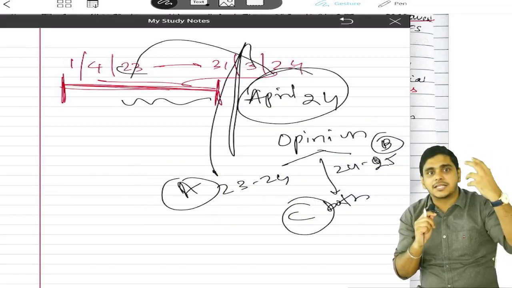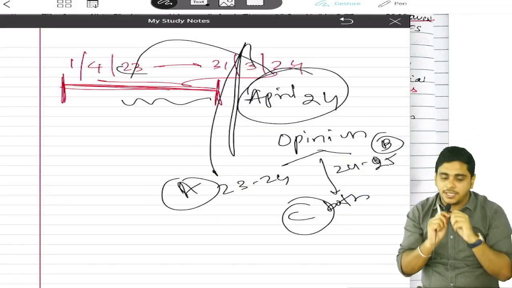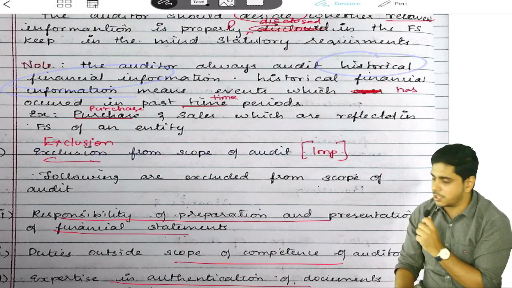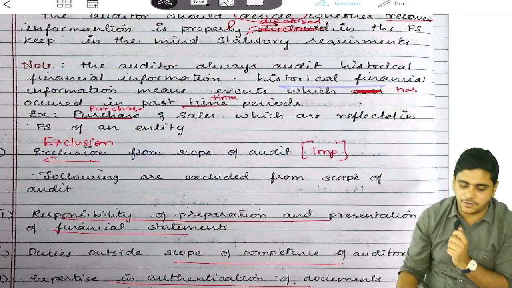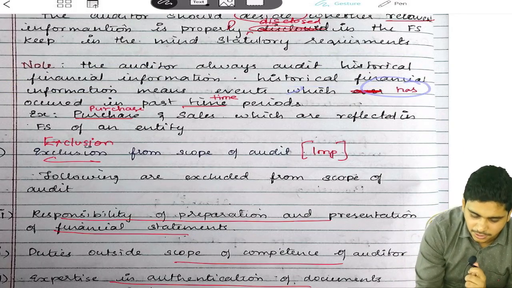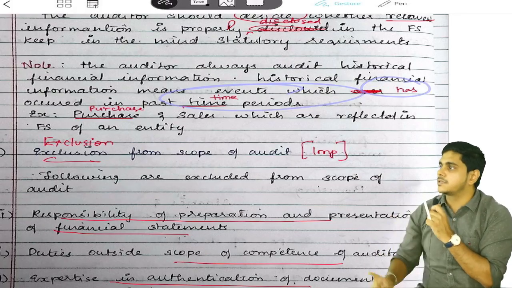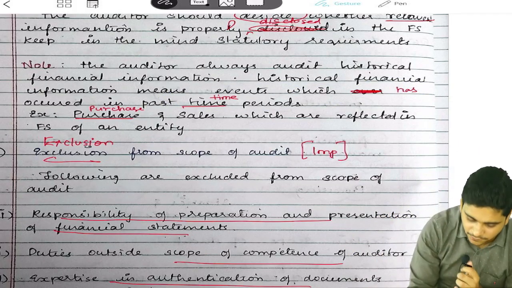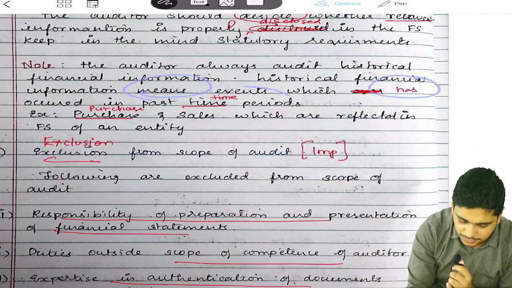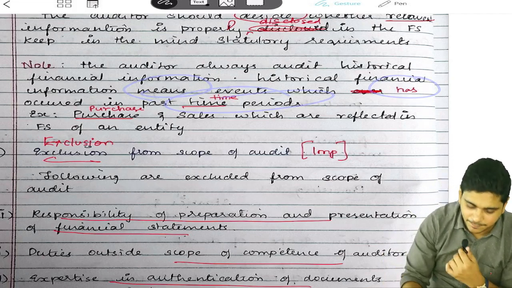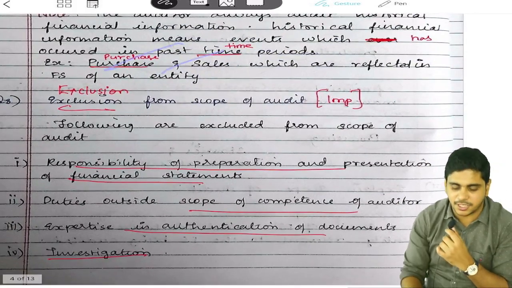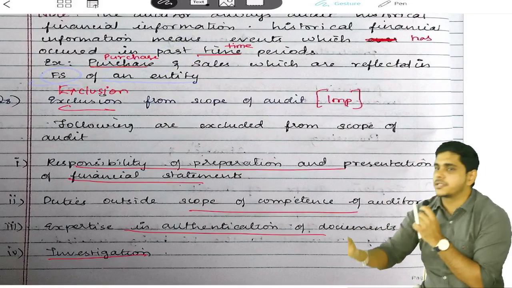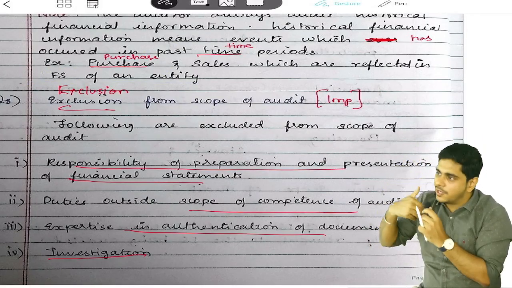So the data has happened in the previous year. That previous year data in English is called which information? Historical financial information. Historical financial information means events which have occurred in past time periods. In one exam, they had asked this line, the note point. What is historical financial information? Events which have occurred in the past time periods. I have given an example also: purchases and sales which are reflected in the FS of an entity. Did they purchase today or in the past? Past. As an auditor, we go and check those purchases.